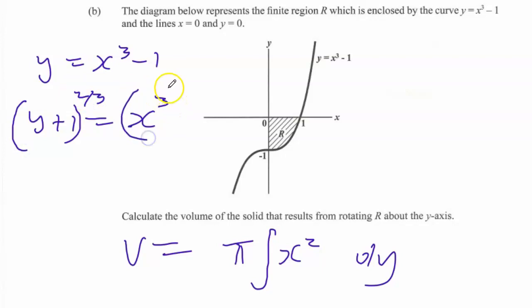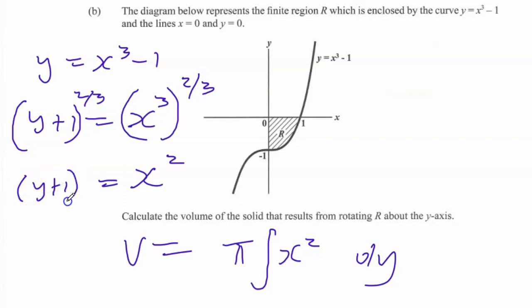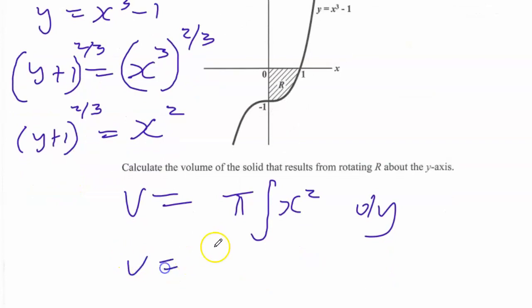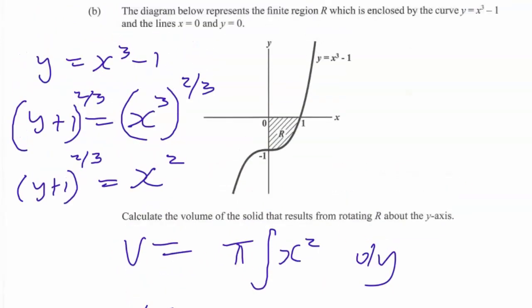So I'll raise this side to the power of 2/3. Now we know the law of indices says we can multiply the powers. So 3 times 2/3, that's 2. So x squared equals y plus 1 raised to the power of 2/3. So we can replace x squared with y plus 1 to the power of 2/3. So this is V, and by the way, notice the y limits, 0 and minus 1. So that's our y limit, 0 and minus 1. Alright.